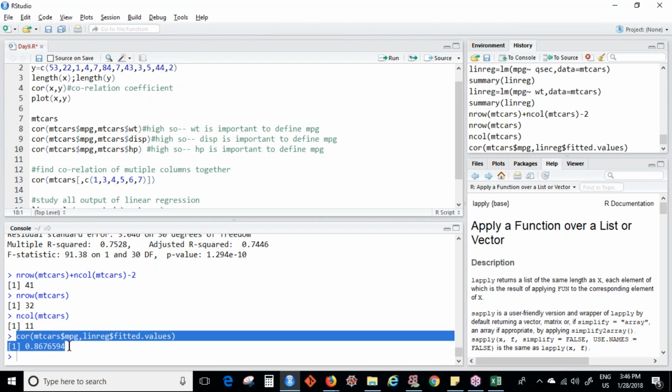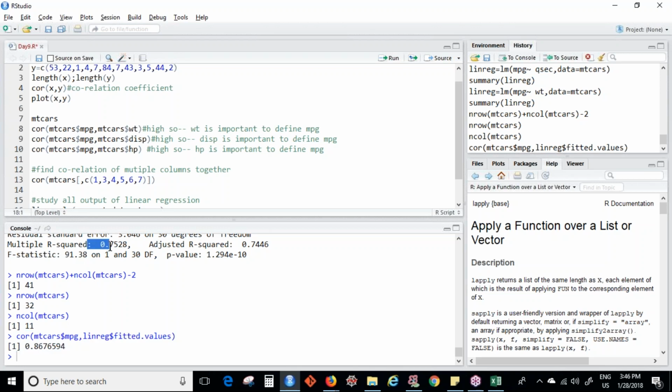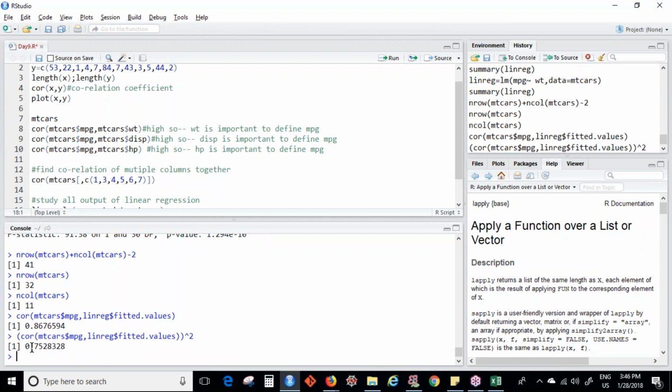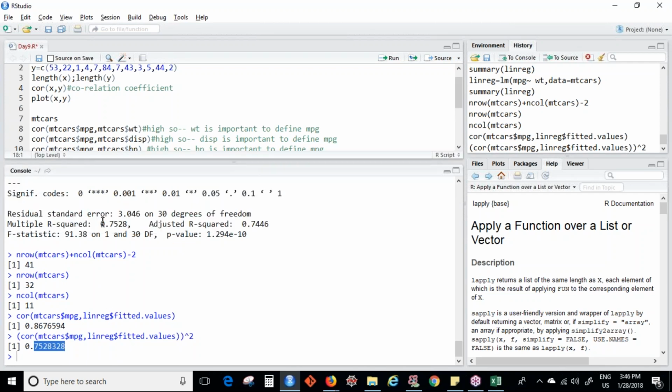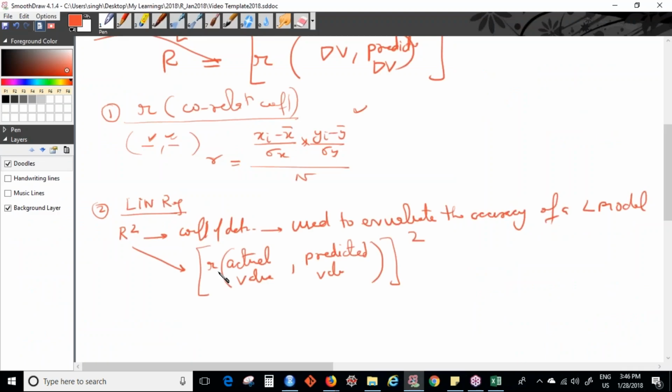That means if I take the square of this, I should get the R square. So let me take the square of this entire thing, and I am getting 0.7528, which is what is coming here. So R square is equal to the correlation between actual and predicted, whole square. That's what I have written here. Okay, guys.